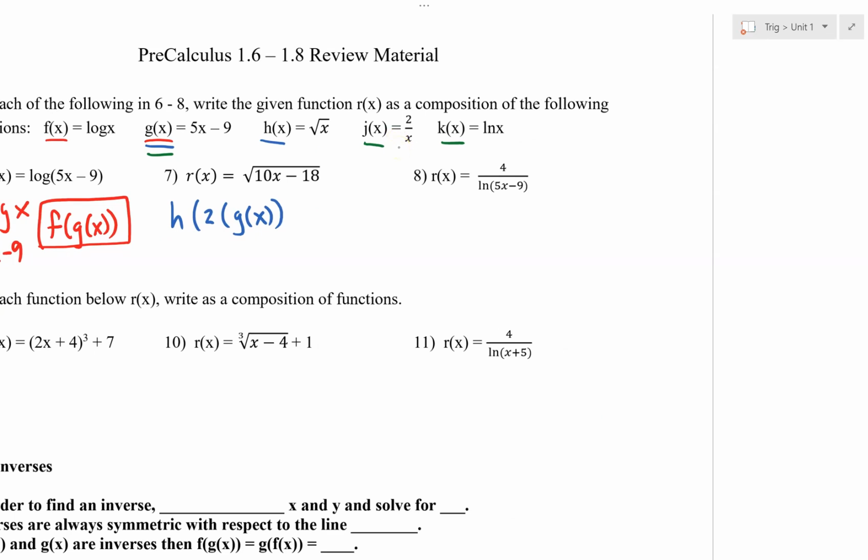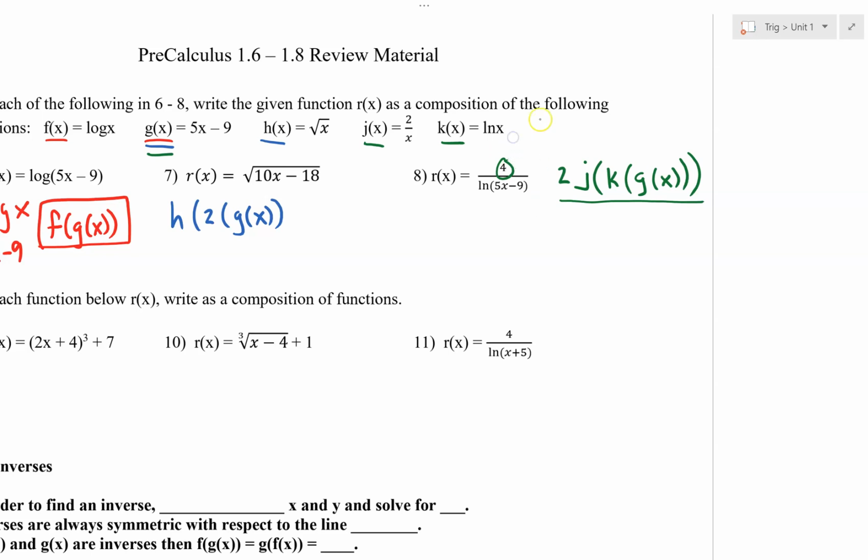Keeping in mind that j of x is the fraction, so I probably have to start with j of x. And then, once I have the fraction, I'm probably going to have to use this next one, which would be k, because that would be the ln of x part. And then I would need to use g. And now I'm just missing one other piece, which is that this was a 4 right here instead of a 2. So if I just multiply the front of this by 2, I should get the composition that I would need if I were to put all of those together.